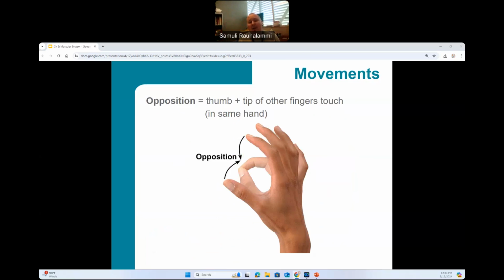I don't think that this one was on your list, but I'm going to include it regardless. Opposition refers to moving the thumb to touch the tips of the other fingers of the same hand. So it's really important when we think of the evolutionary changes of the human and how that has allowed us a way to manipulate objects, for example.